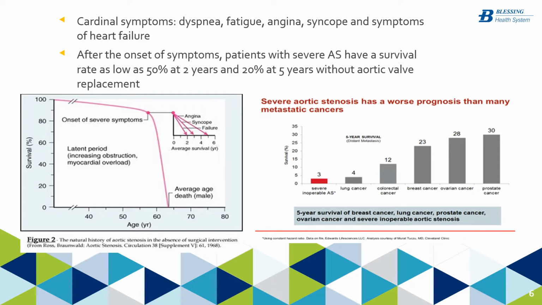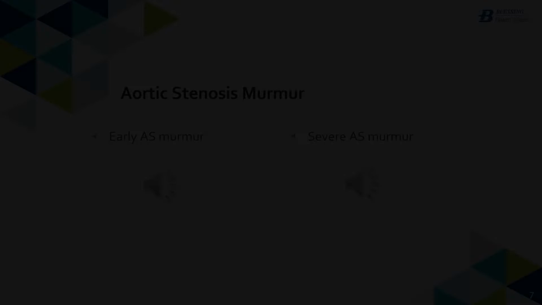And just to put it into perspective, it actually has a worse prognosis than many metastatic cancers. So if you have severe inoperable aortic stenosis, you actually have a worse 5-year survival than lung cancer, colorectal cancer, breast cancer, ovarian cancer, and prostate cancer. So it is more serious than we often think about, and it is a life-ending disease if it progresses.